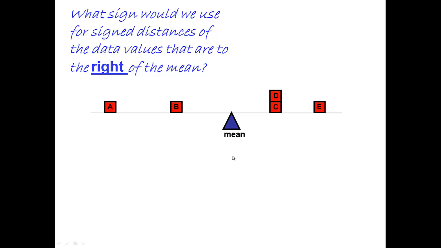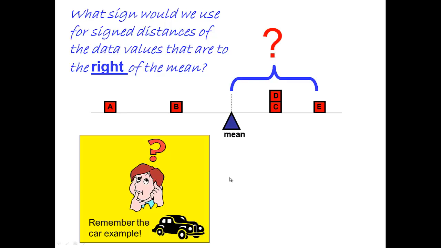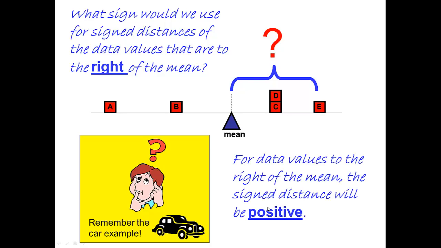What sign would we use for signed distances of data values that are to the right of the mean? Remember the car example, and think of a number line moving to the right. It moves towards which number on the number line? For data values to the right of the mean, the signed distance will be positive.